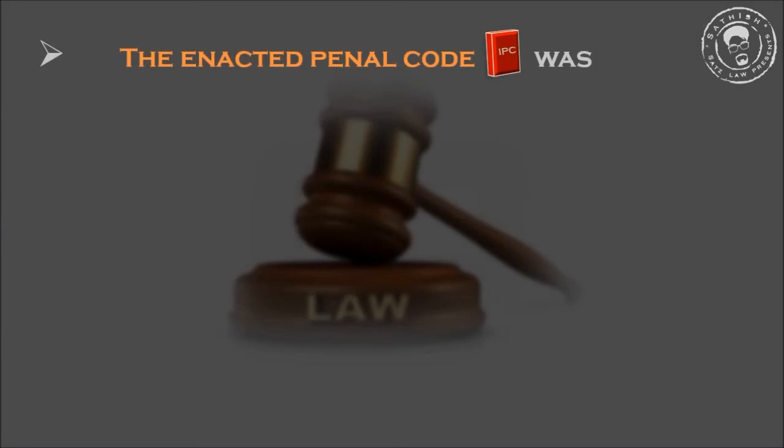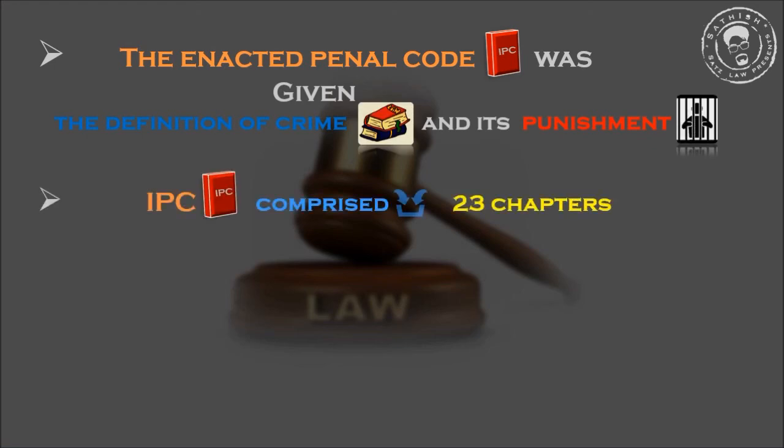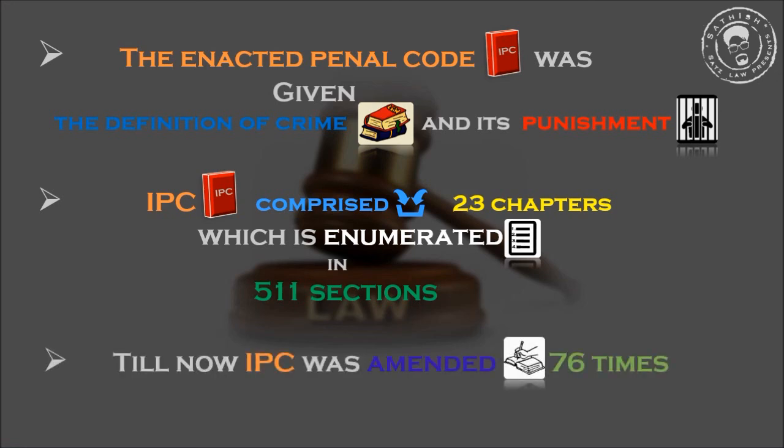The enacted Indian Penal Code gave the definition of crime and its punishment also. The IPC comprises 23 chapters, enumerated in 511 sections. Till now, the IPC has been amended 76 times.